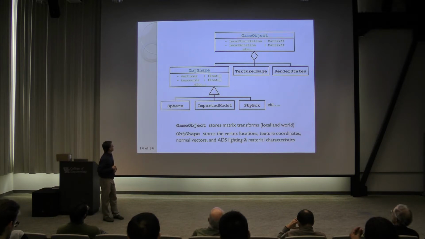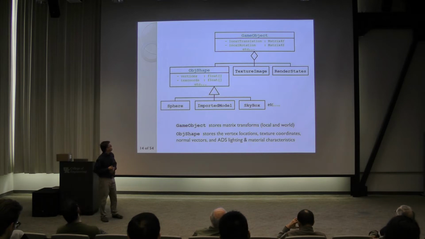Of course, the renderer, OpenGL, is going to need all this data to render the object. And there are many types of game objects. Hopefully you remember your UML. This means has a. This means is a.